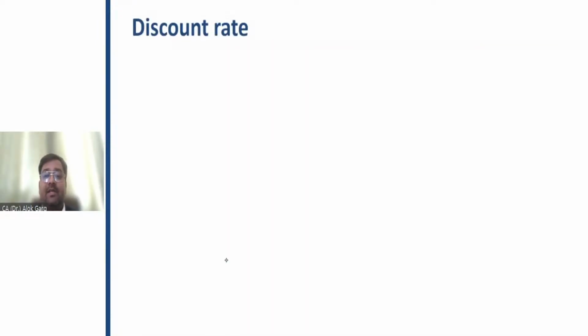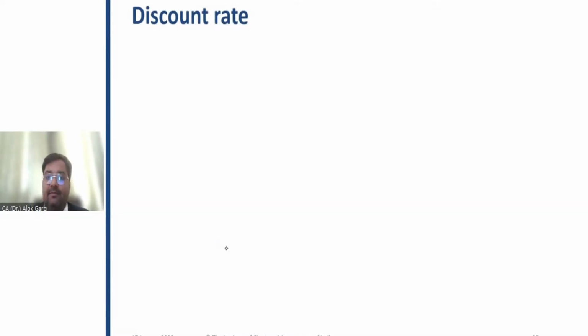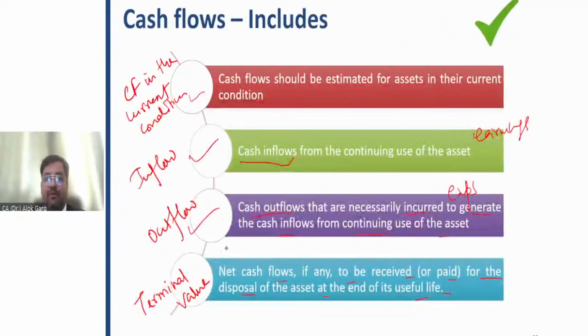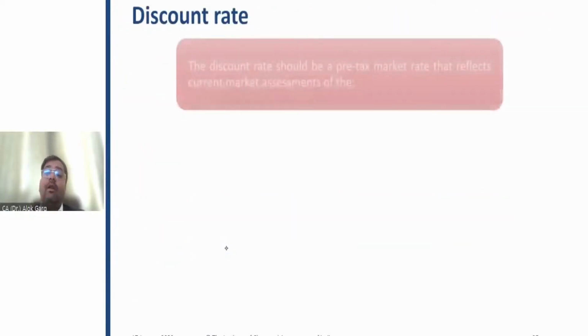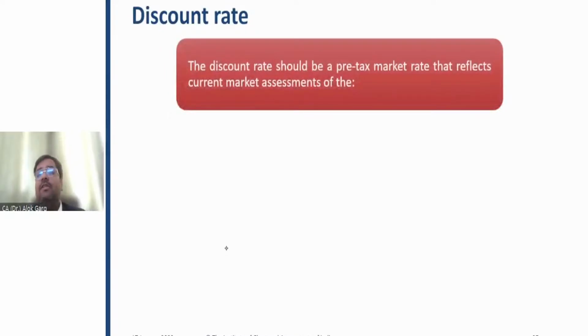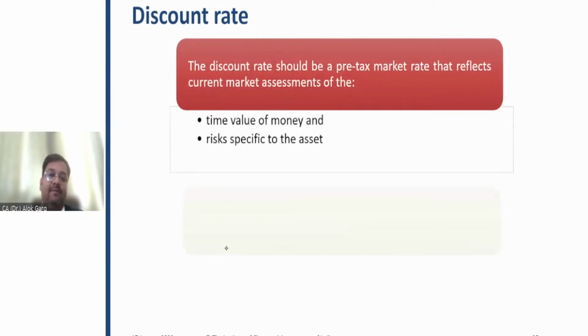So guys, we have discussed a lot about estimating future cash flows. I hope you guys have written this. Now let's discuss the second part, which is discount rate. What is the discount rate? Generally and practically, the discount rate is a market rate of interest. So the discount rate should be a pre-tax market rate which reflects the current market assessment of the time value of money and the risk specific to the asset.